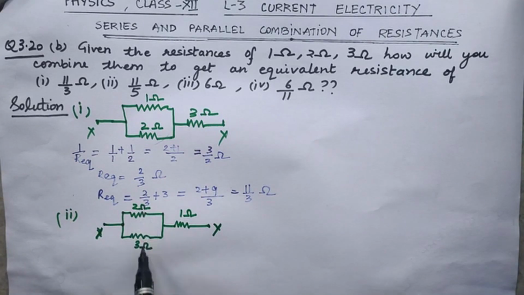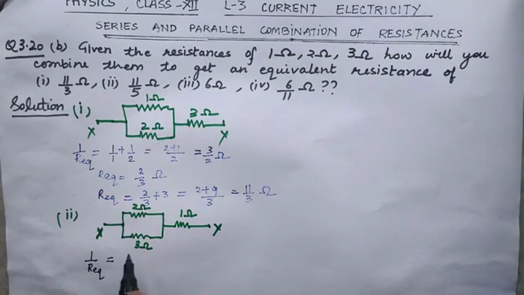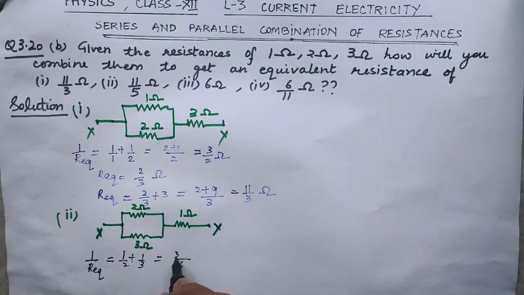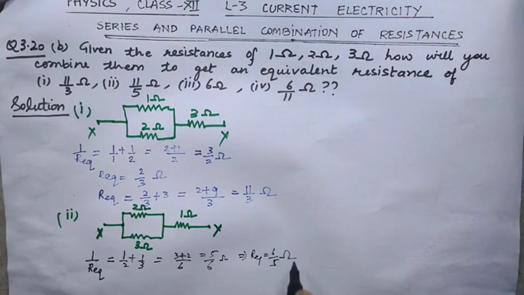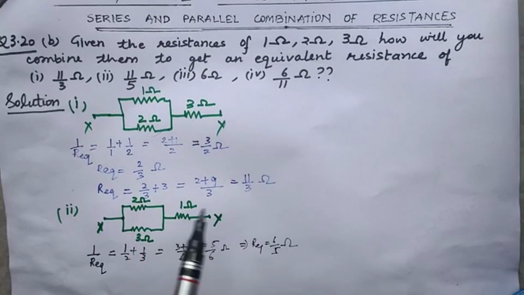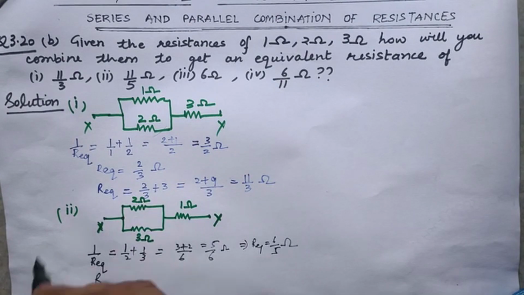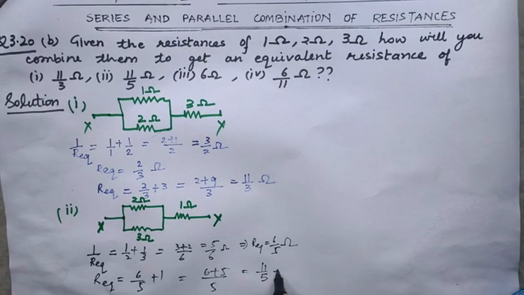Okay. Now these two are in parallel, so their equivalent resistance will be given as 1 by R equivalent is 1 by 2 plus 1 by 3. That makes it 5 by 6 ohms. So which means R equivalent is 6 upon 5 ohms. Now this 6 by 5 is in series with 1 ohm. Okay. So the combined resistance becomes equal to 6 by 5 plus 1, that is 6 plus 5, that makes it 11 upon 5 ohms.